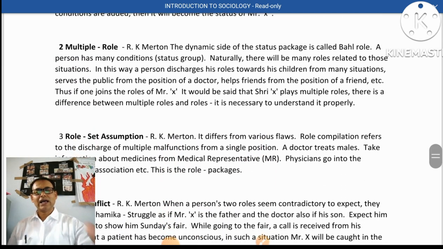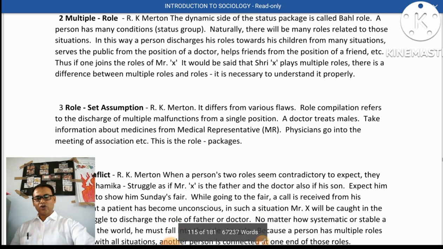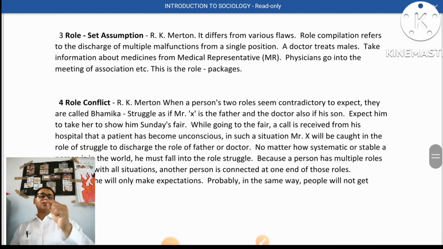Multiple of role. It is also described by R.K. Merton. The dynamic side of the status set is called multiple of role. All roles together are called multiple of role. Role set. It is also defined by R.K. Merton. The term was given by R.K. Merton.